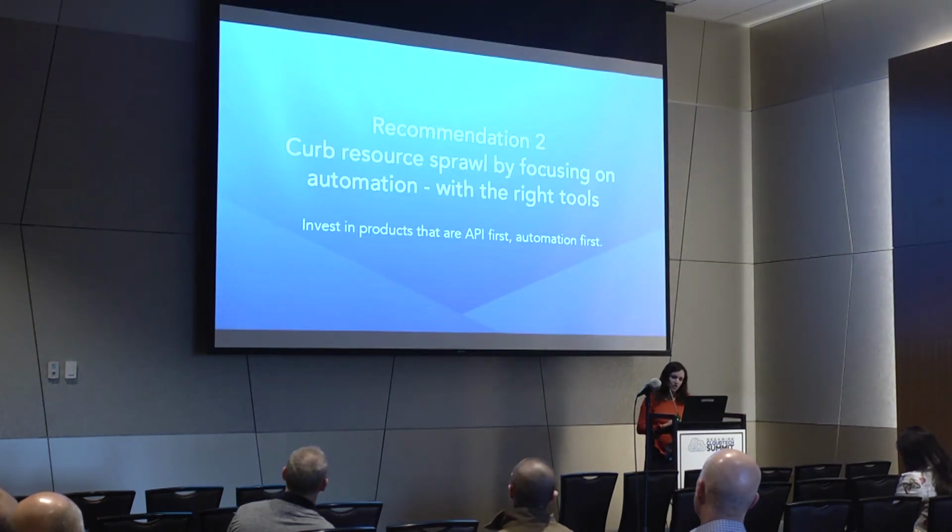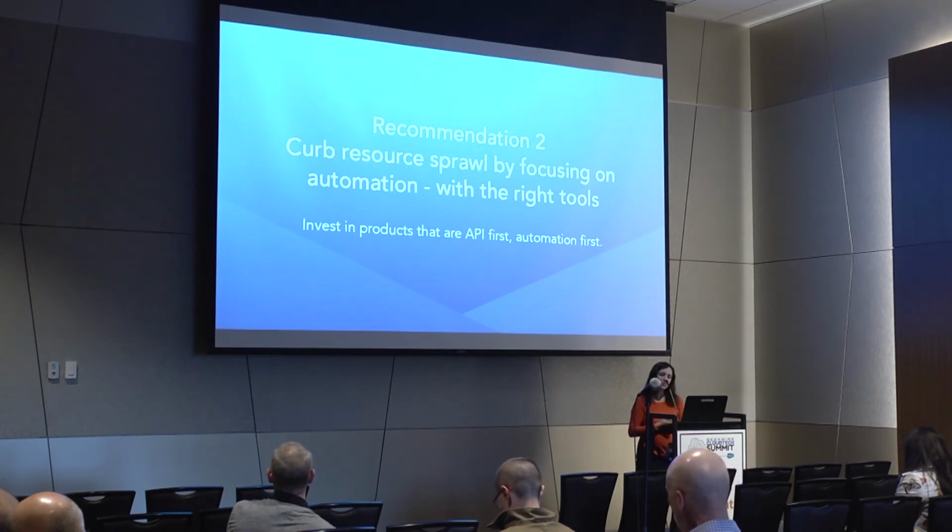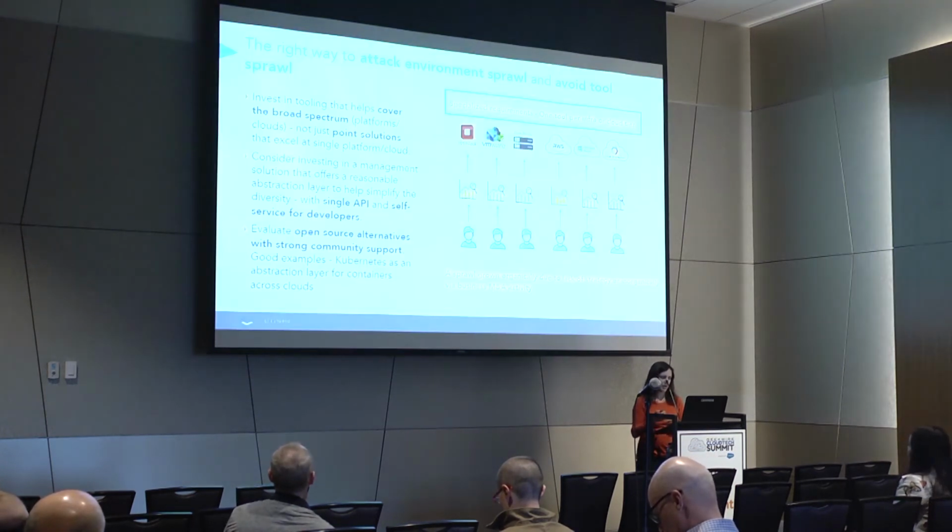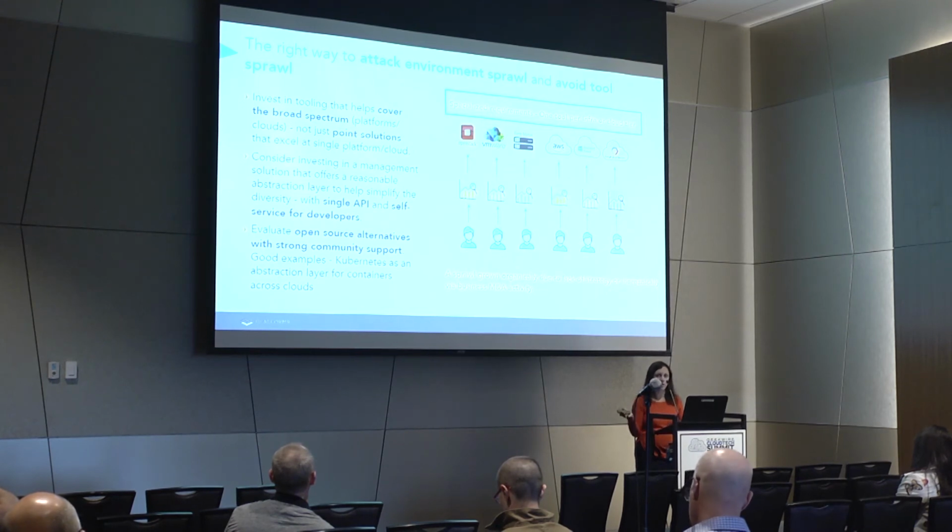Recommendation 2: curb your resource sprawl by focusing on automation with the right tools. Invest in products that are API first, automation first. Again, very obvious, and it gets said pretty often. But one thing that's not always so obvious is that if cloud adoption does not happen with an appropriate strategy in place, put in place by either the engineering organization or the IT organization, then organic growth in your cloud adoption can take you into a massive tool sprawl problem.